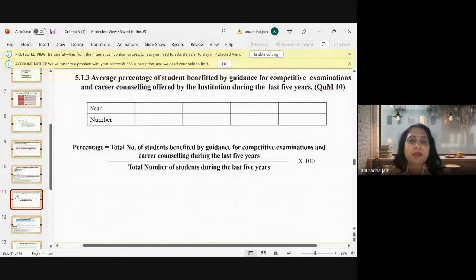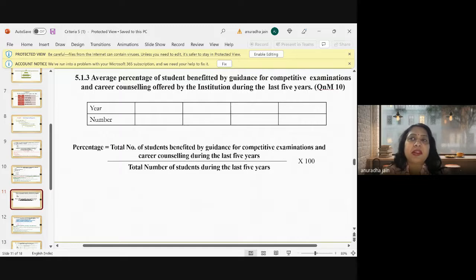For example, every institution organizes sessions related to what the different possibilities are for the student after completing their graduation, what their scope is later on after completing their graduation or post-graduation. So career counseling sessions are given.